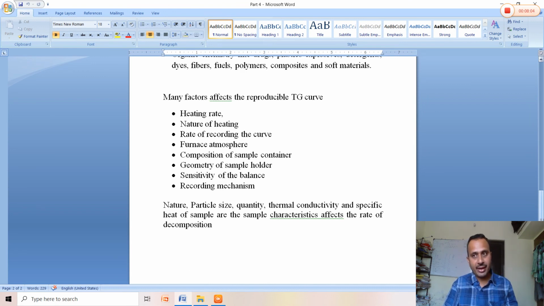So which are the sample characteristics? First is the nature of the sample, then particle size of the sample, quantity of the sample, thermal conductivity of the sample, and specific heat of the sample. All these are the factors affecting the rate of decomposition temperature. These are the sample characteristics.